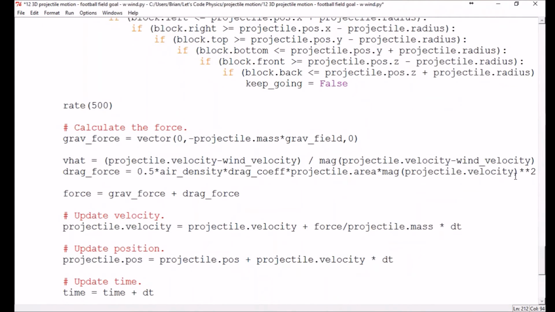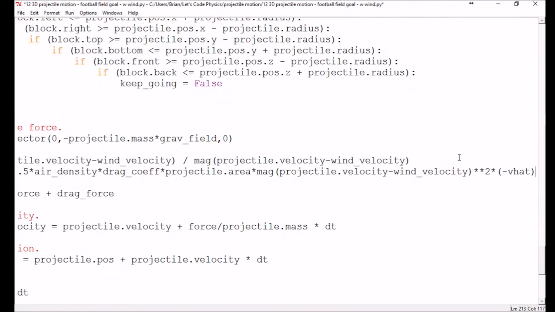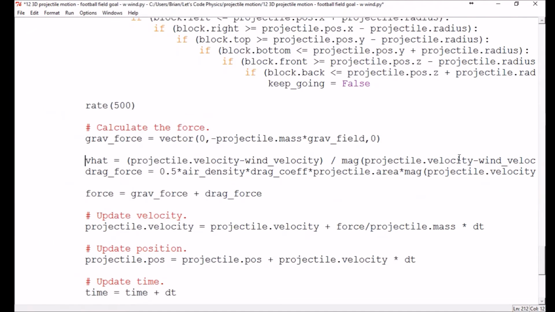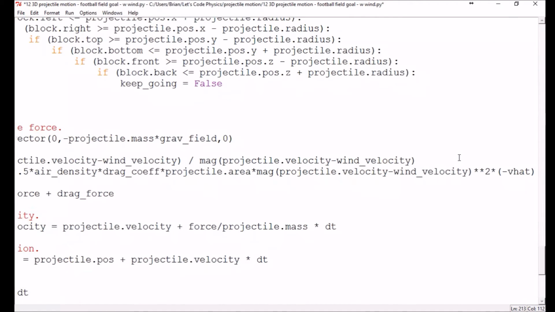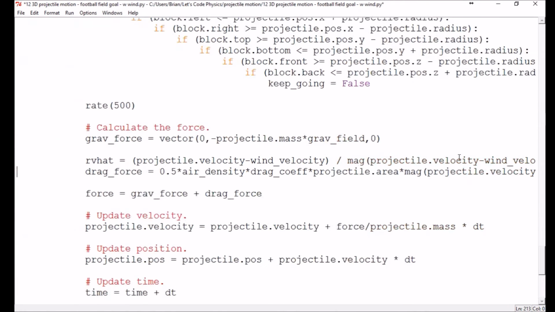But I also need to change the velocity that goes into the magnitude of the drag force here. So I'm going to replace this with projectile.velocity minus wind.velocity, squared. And I should help myself keep track of this, that this is the relative velocity. So let's just call that RV hat. What's the correct term for this? This is the velocity of the projectile relative to the wind. That's the fuller way to say that. I might be using the term wind velocity incorrectly there.